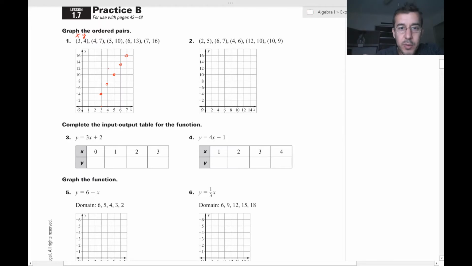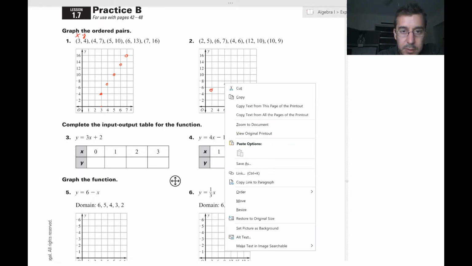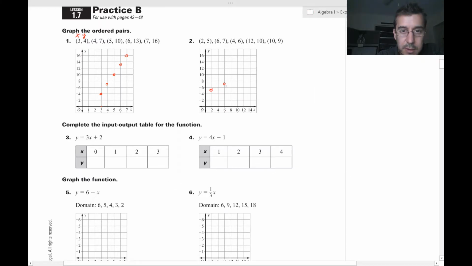Okay, number 2. 2 and 5 would be right there. 6 and 7 would be right there, right? Oops. Right there. 6 and 7. 4 and 6. So 4 for x and 6 right there. 12 and 10 right there, and then 10 and 9 right there.